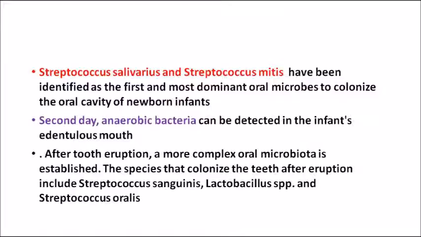So we all know the oral cavity of a fetus is a sterile environment. When the baby comes out of the mother's womb, microorganisms start colonizing the oral cavity of the newborn. Which is the first organism to colonize the oral cavity is an important question. Streptococcus salivarius and Streptococcus mitis are identified as the first and dominant oral microorganisms. If you have salivarius as well as mitis in the options, go for Streptococcus salivarius.